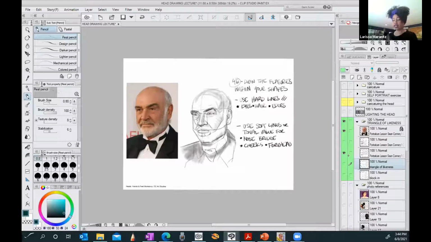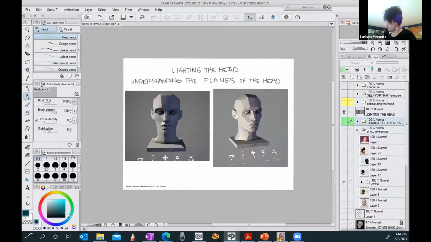Once you've gotten that, then you can start drawing in the features within your shapes. You're going to use your hard lines for the edges of your forms, and you're going to use soft lines or contour lines that follow the form of the planes on things like the nose bridge, the cheeks, the jawline, the forehead, things like that. Okay, so I'm going to move on.